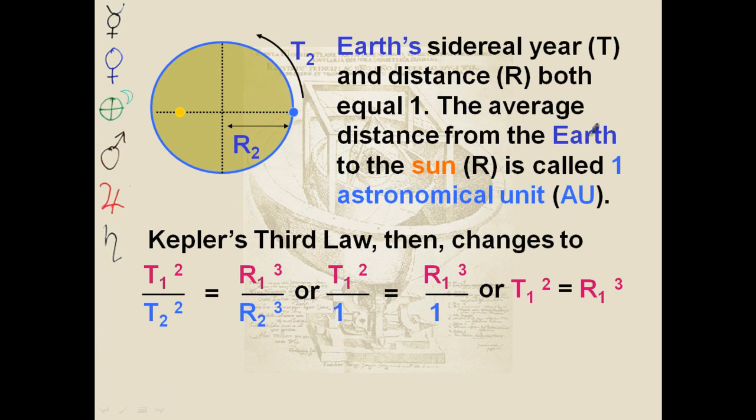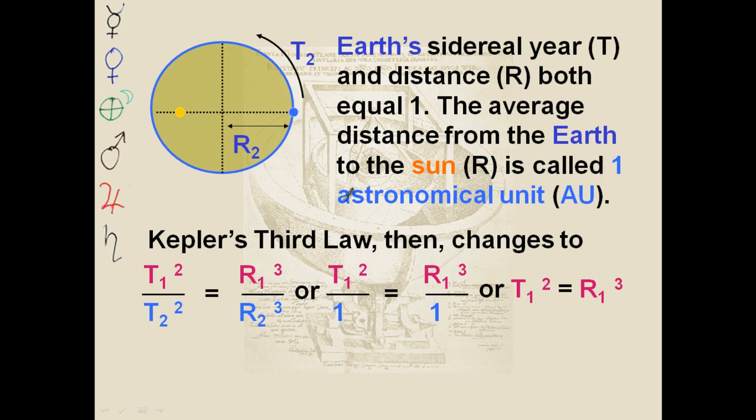So Earth's sidereal year and distance both equal 1. So the average distance, we took Earth to be the base. So Earth's period and Earth's distance are going to end up being 1. And the average distance from the Earth to the Sun is called 1 AU, 1 astronomical unit.